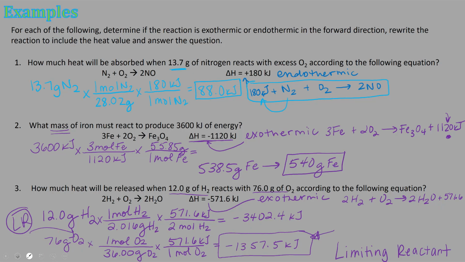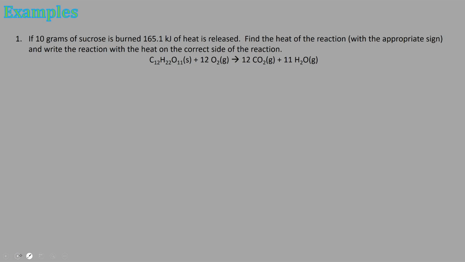All right, we got one more. It says if 10 grams of sucrose is burned, there should be a comma there, 165.1 kilojoules of heat is released. Find the heat of the reaction with the appropriate sign and write the reaction with the heat on the correct side of the reaction. It says 10 grams of sucrose, so I know in this reaction that there's only 1 mole of sucrose. Right? So I'm going to turn this into moles of sucrose.